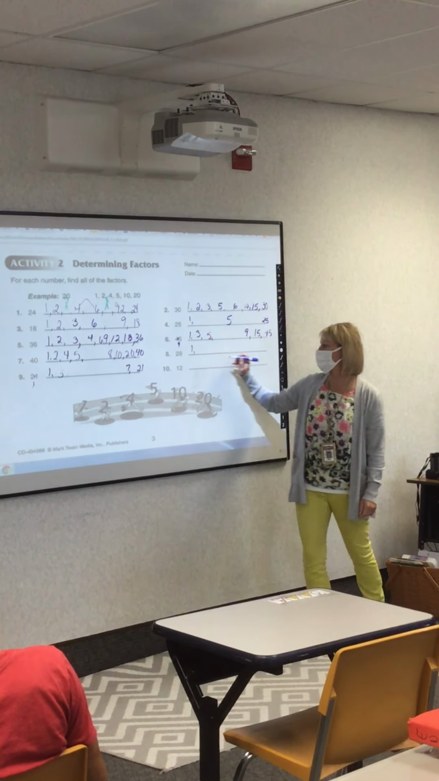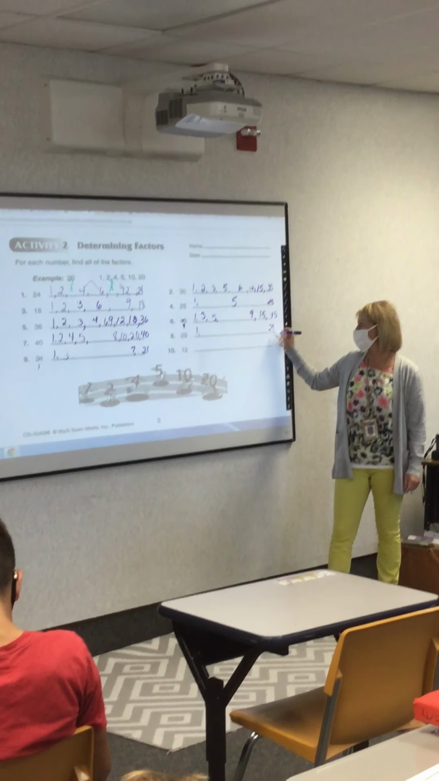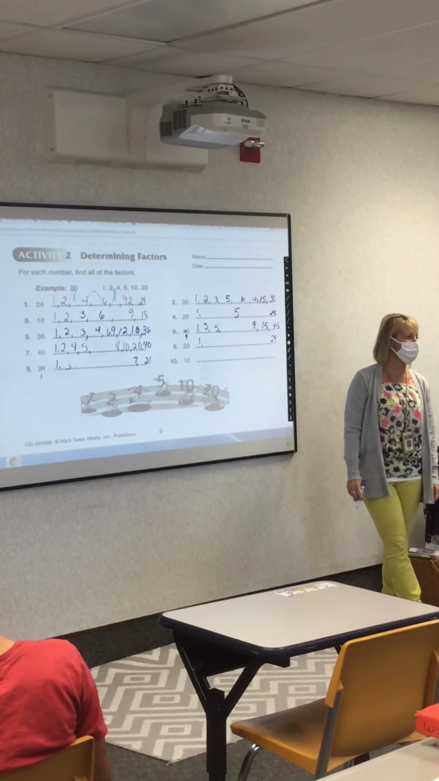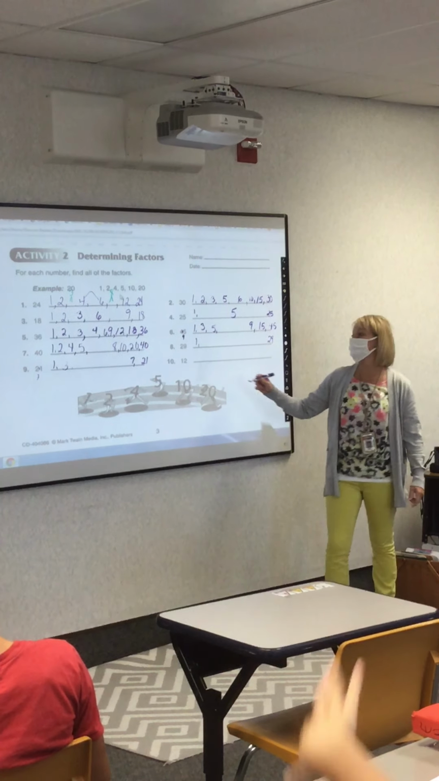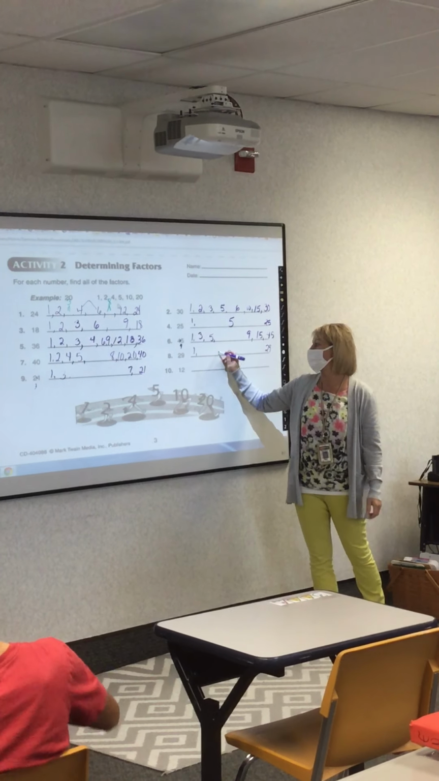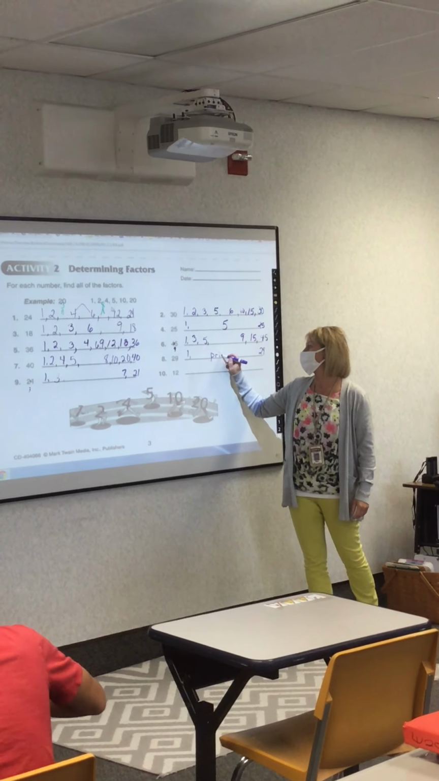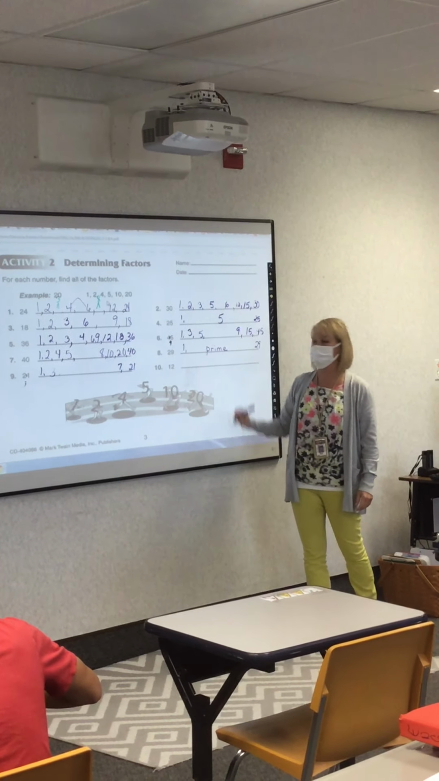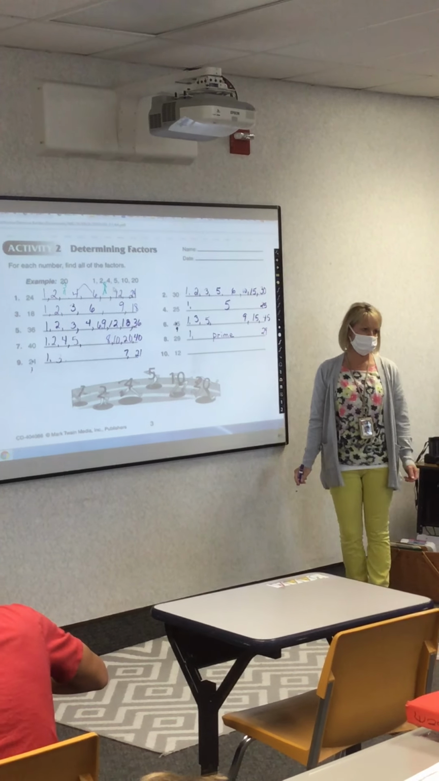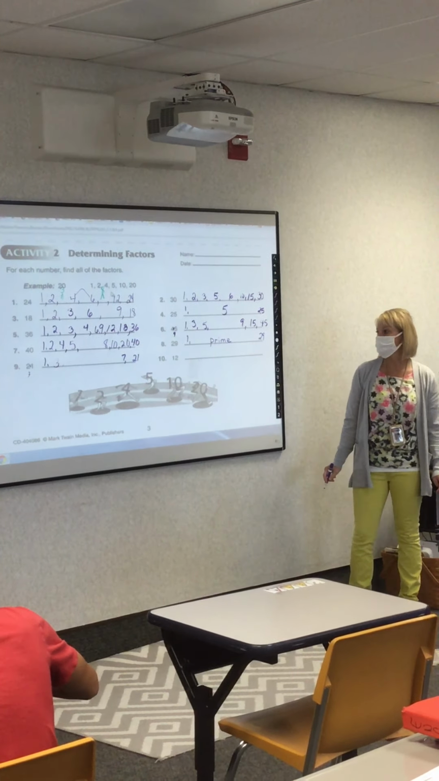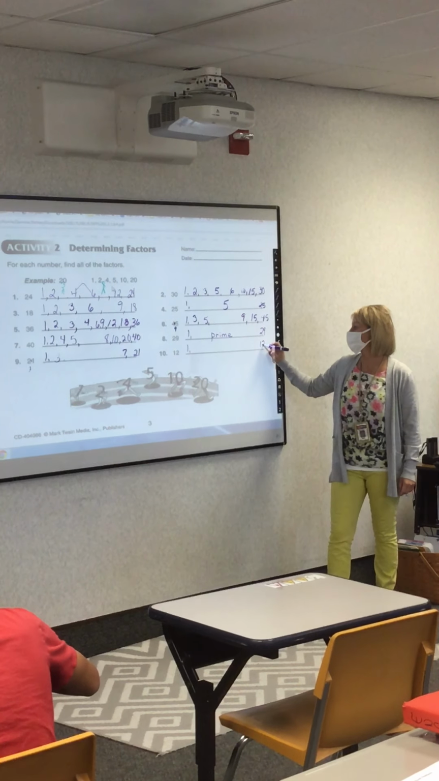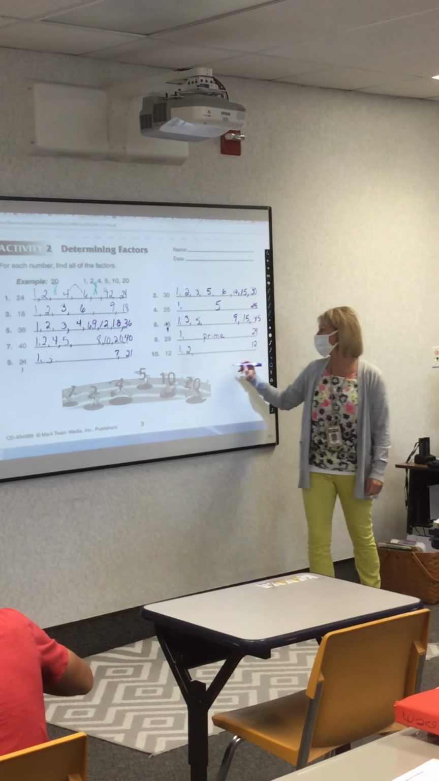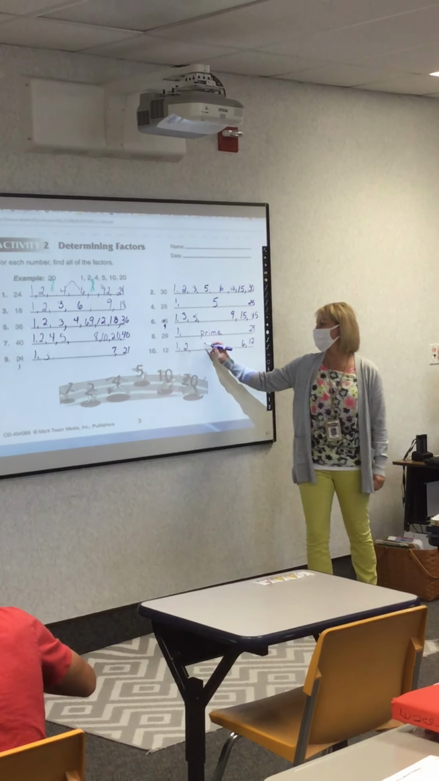Here we have 1 and 29. Anything else? No, I have this great big space. You might not have a big space, but what should we write down? Prime. Write that this is a prime number. 12, our last one. 1 and 12. It's an even number, so 2 and 6. 3 and 4.